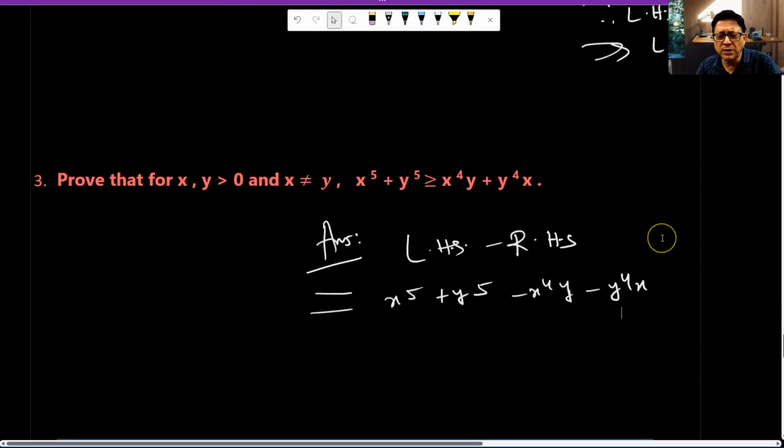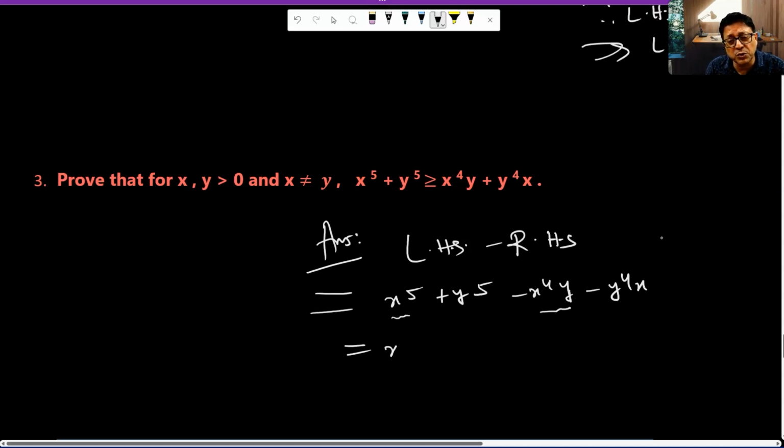Take something common. Can we take an h common? No. What are the quantities we can take in common? From the first two you cannot take, so you take from these two: x to the power 4, x minus y, and then from this one and this one, y to the power 4, y minus x. Hope you have understood.